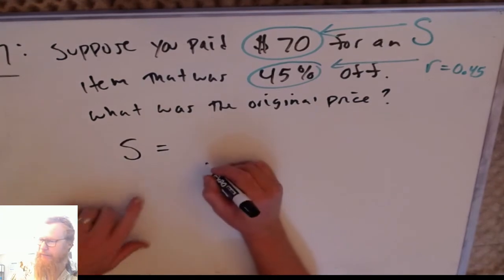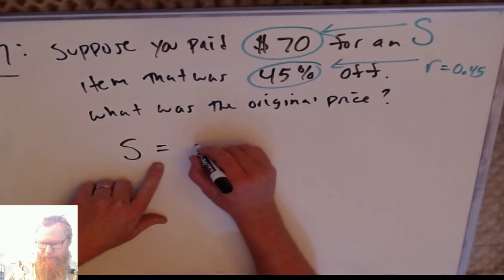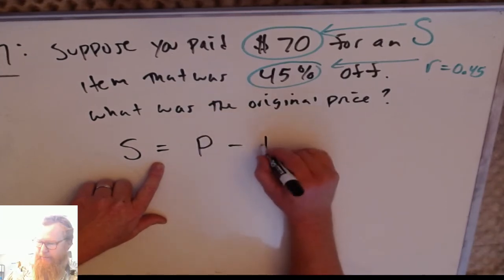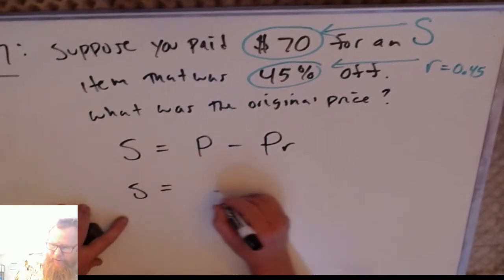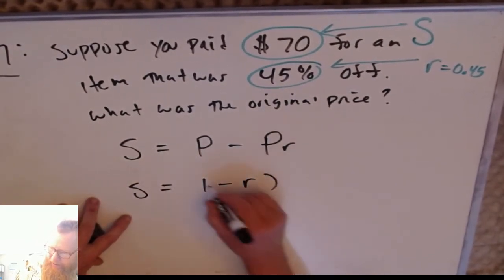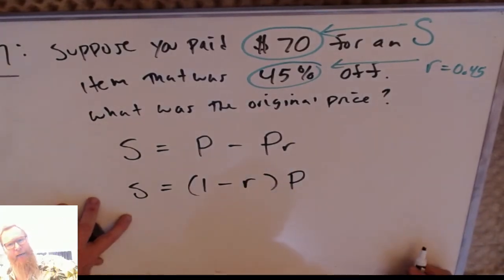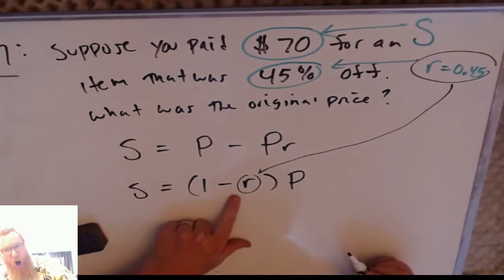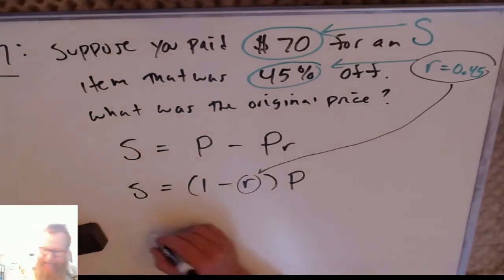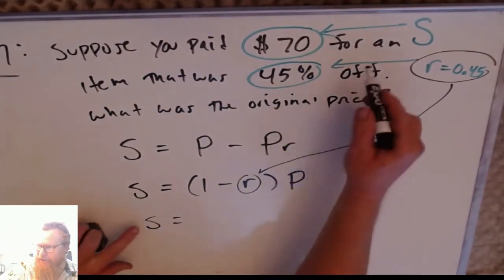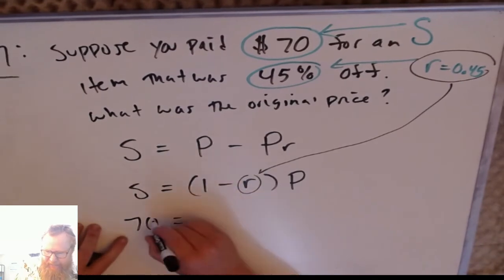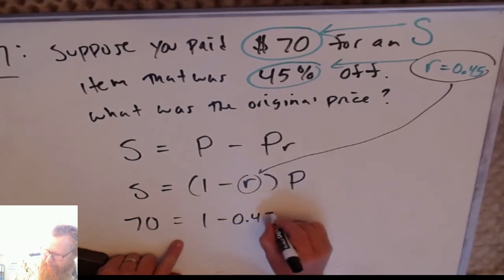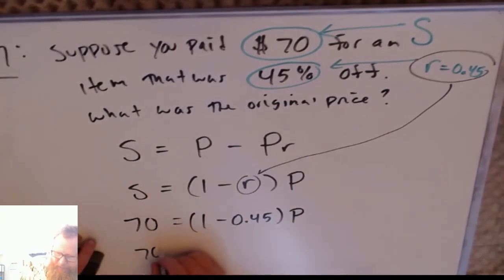So S is P minus PR, which is 1 minus R times P. Yeah. R is 45%, percent off. So I'm going to subtract that. I actually know S, so why don't I just put it in there? 70. And then 1 minus R, that's 1 minus 45%. You could do that with mental math.